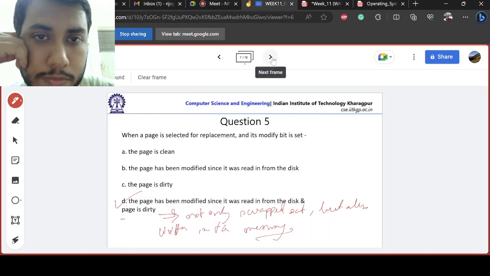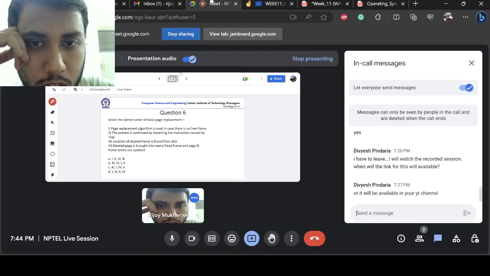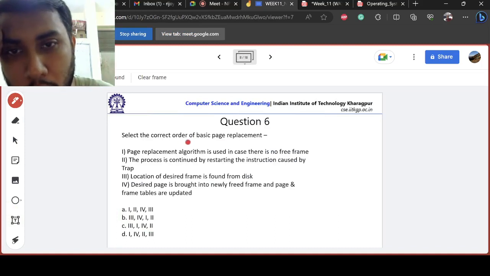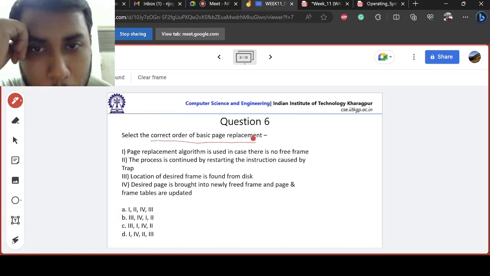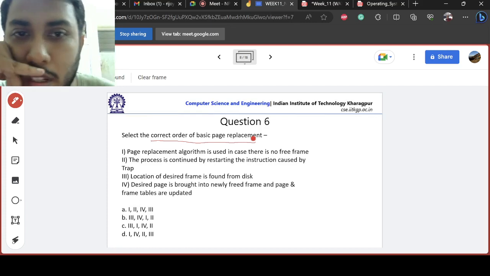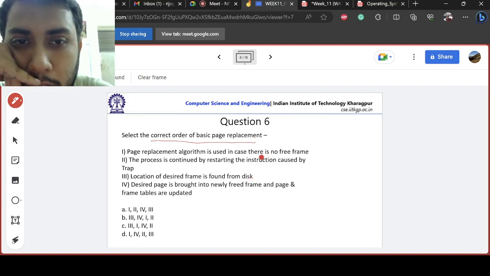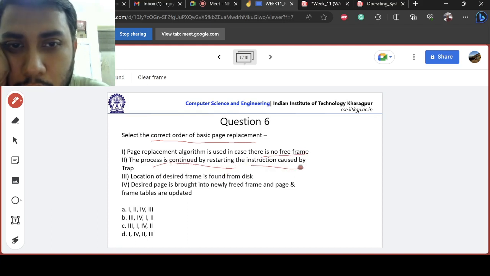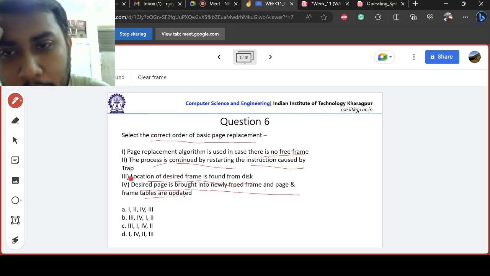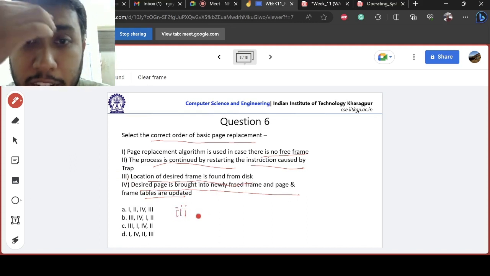Okay, so let's come to the next one. You have to select the correct order of basic page replacement. Page replacement is used in the case there is no free frame. Then the process is continued by restarting the instruction caused by trap. Location of the desired frame is found on the disk. Desired page is brought into the new frame. So first the location of the desired frame is found on the disk.